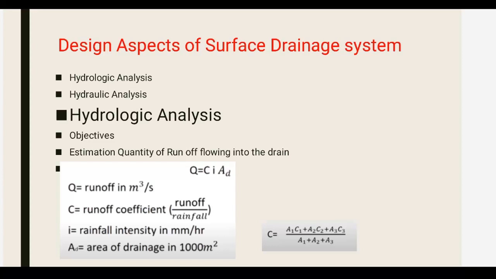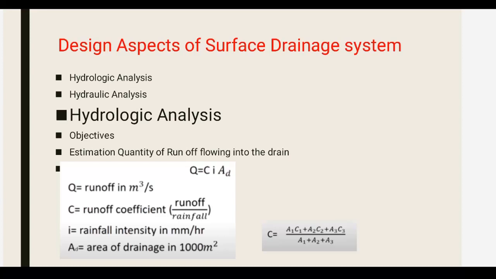So after collecting all these secondary data, we need to sit for the calculations. Here, to estimate the quantity of runoff flowing in the drain, the rational formula is widely used to estimate the peak runoff water for highway drainage.